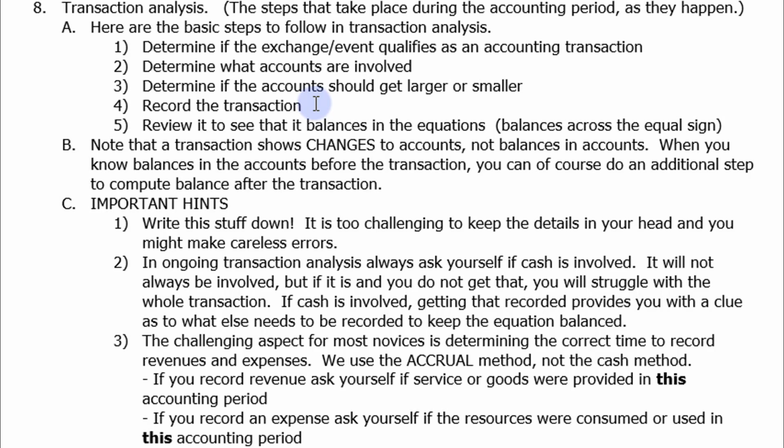The next thing you see here are some important hints, and we already talked about the first one here about writing things down. A couple of tips. Anytime you're doing transaction analysis, it's always a good idea to first ask yourself, is cash involved? It won't always be involved, but if it is involved, it's usually pretty easy to determine if cash ought to be going up or down. That makes it a lot easier to figure out how you're going to balance that in the overall transaction.